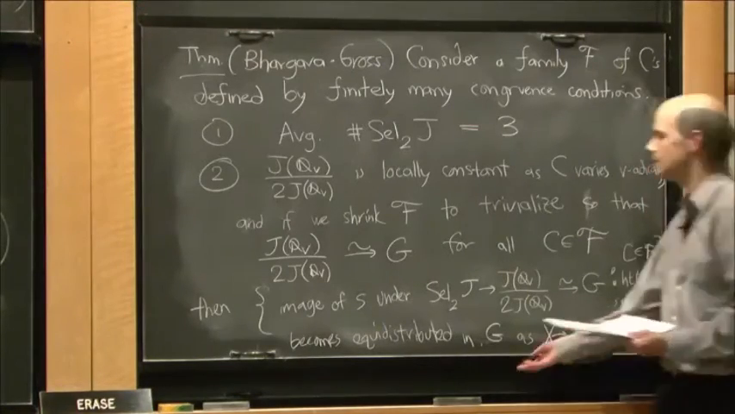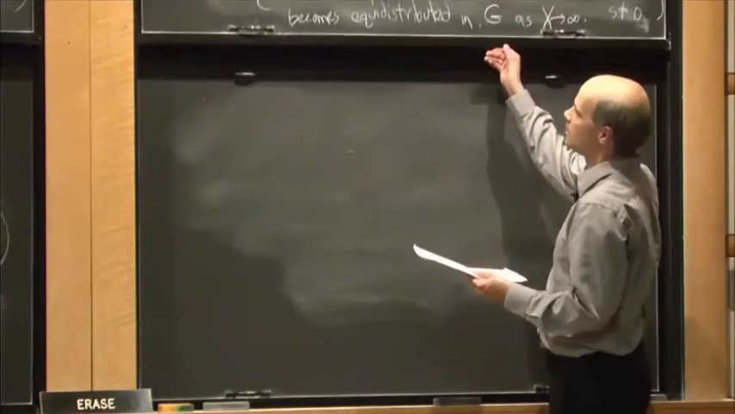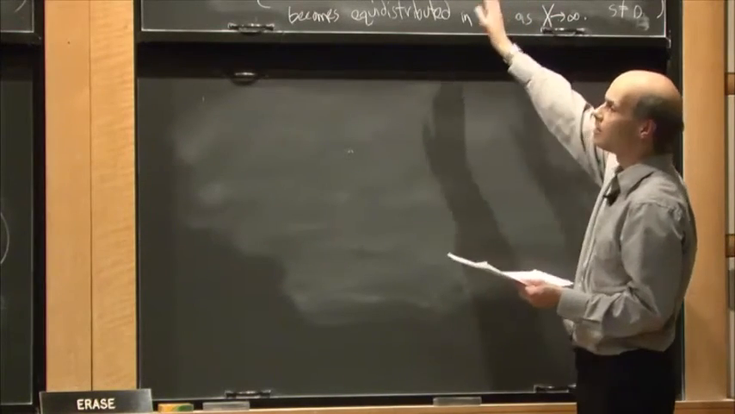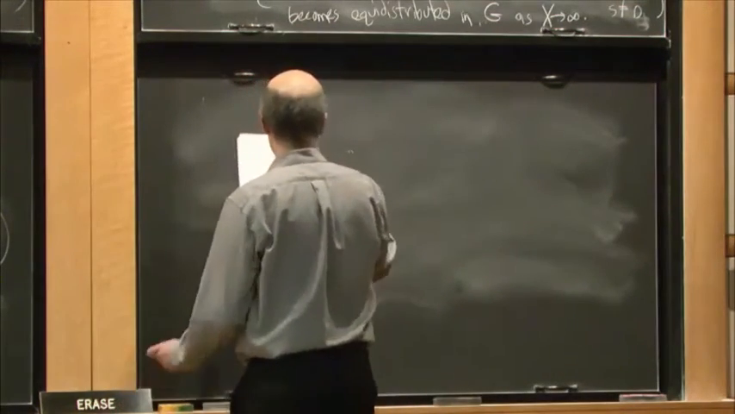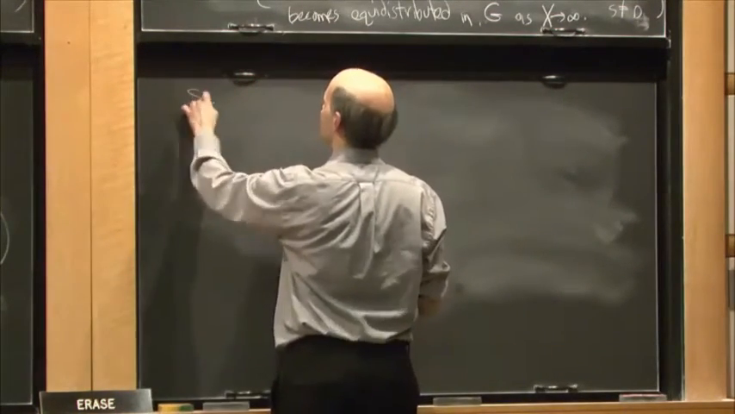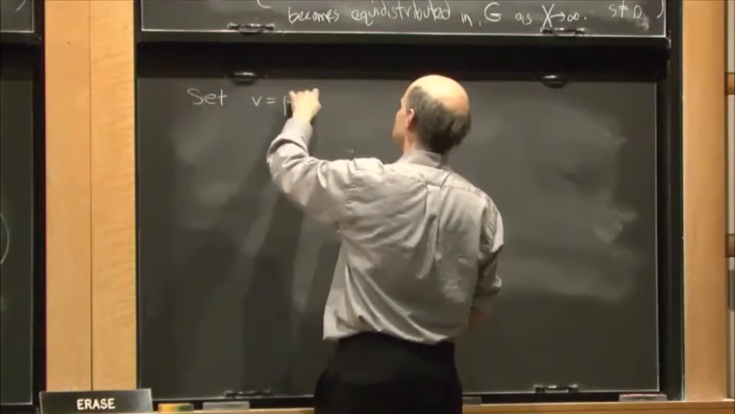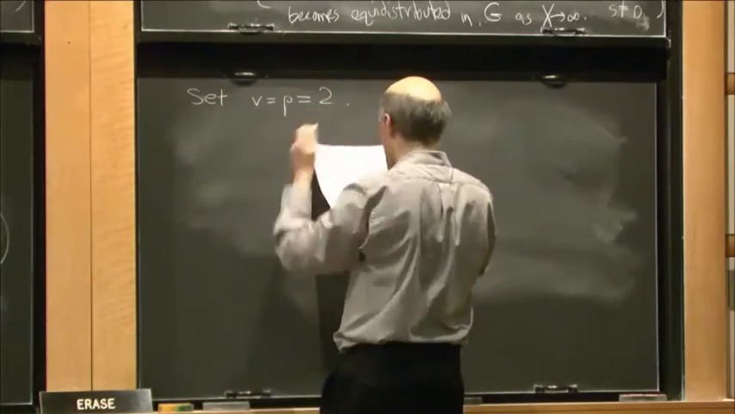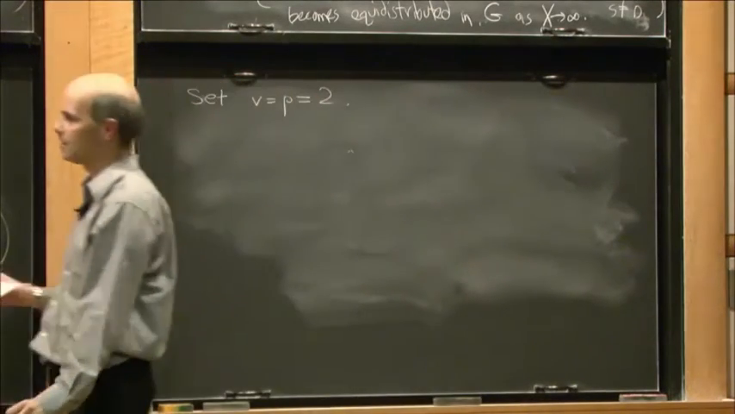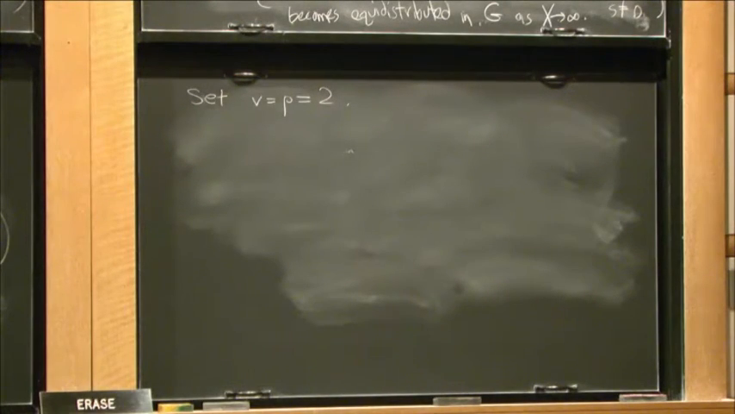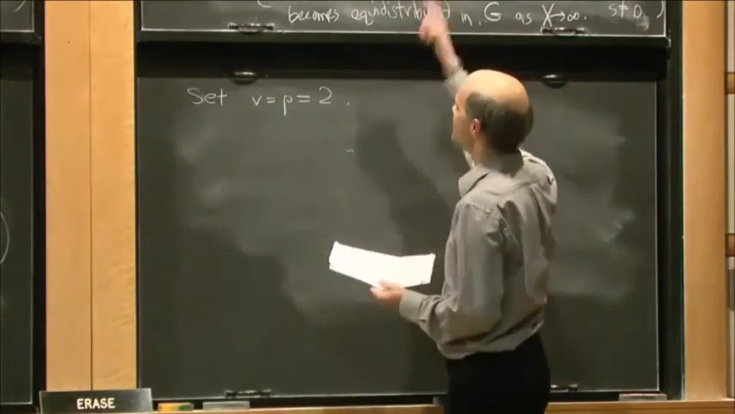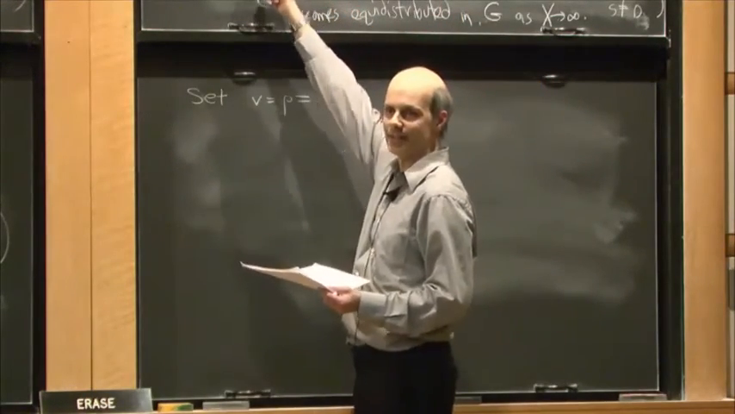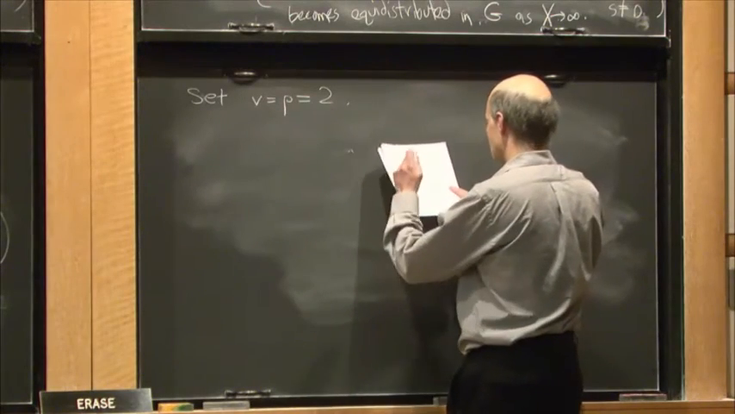Okay, so this is sort of the key global input that we need for this theorem. And as I said, we're now going to set v equals p equals 2. I mean, to get p-adic information about the Mordell-Weil group, we have to use v equals p, and in order to apply this theorem, we need p equals 2, so everything is going to have to be 2, as I said.